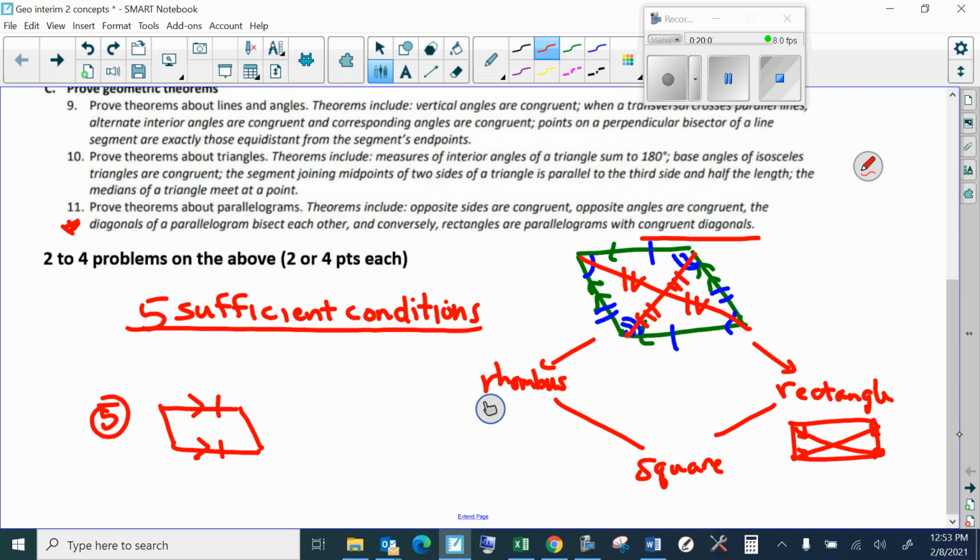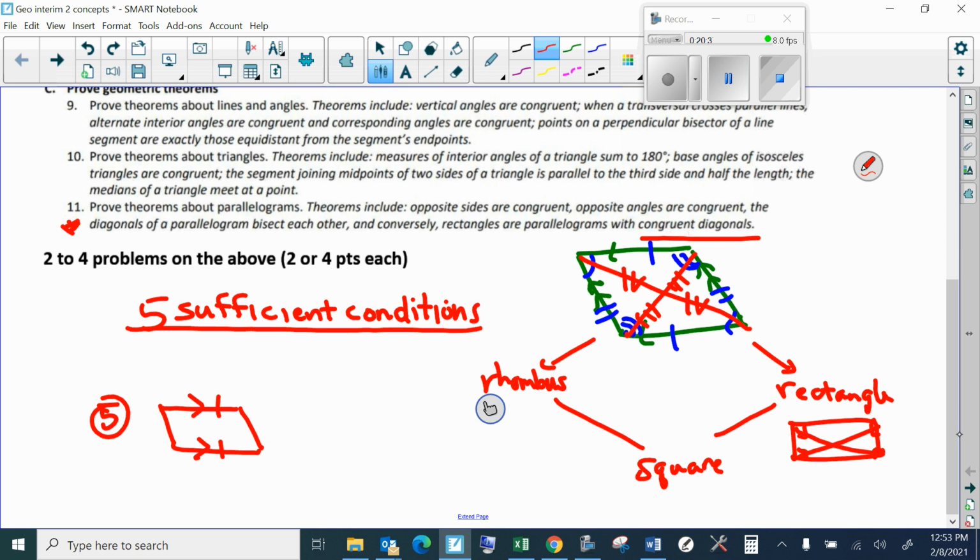So all those plus that fifth one plus the four we just mentioned about parallelograms. If any of those four come out to be true, so if they show me both pairs of opposite angles are congruent, then it's a parallelogram. If the diagonals bisect each other, then it's a parallelogram. If both pairs of opposite sides are congruent, then it's a parallelogram. And if both pairs of consecutive angles are supplementary, also called same side interior angles, then it's a parallelogram.